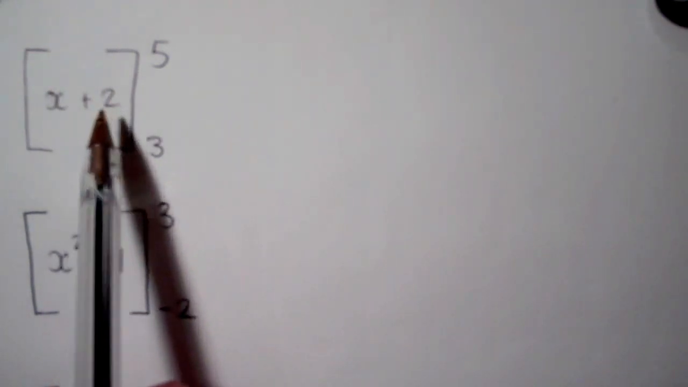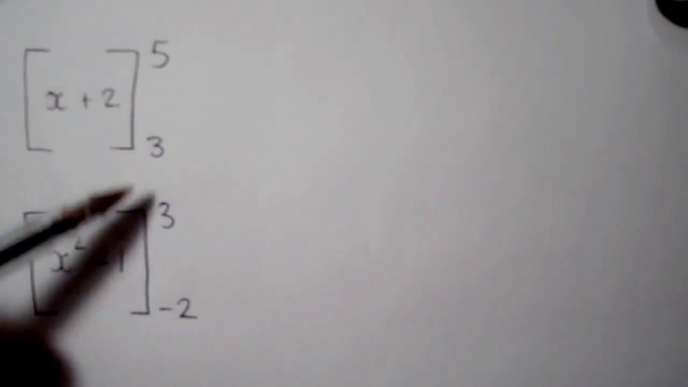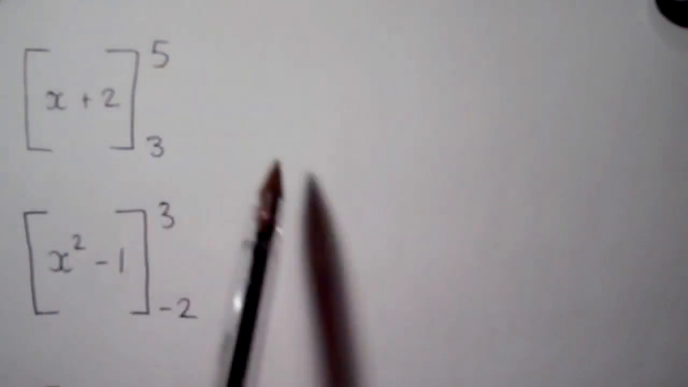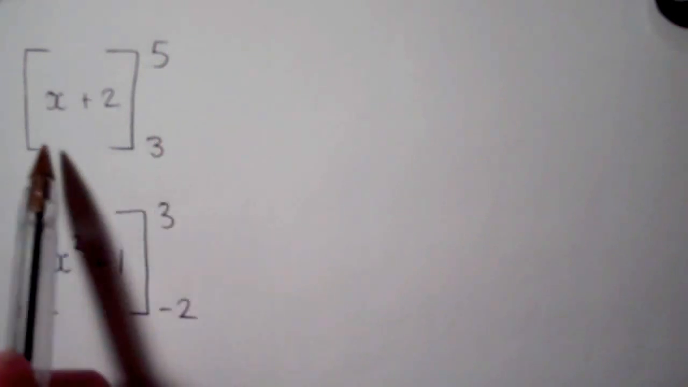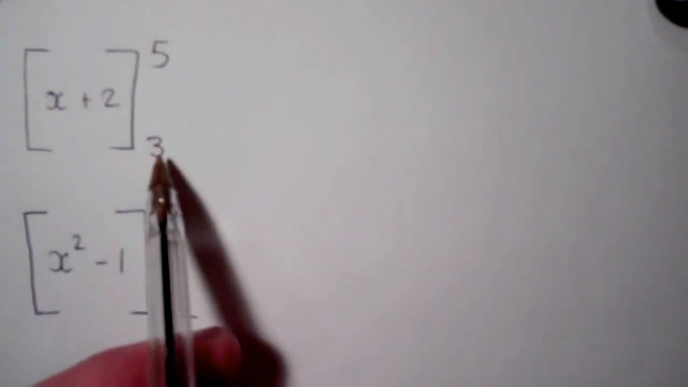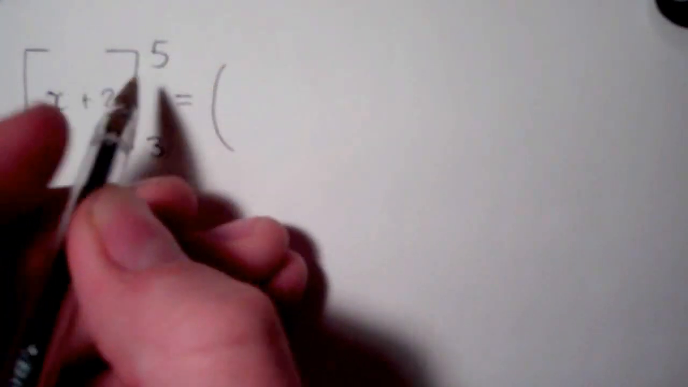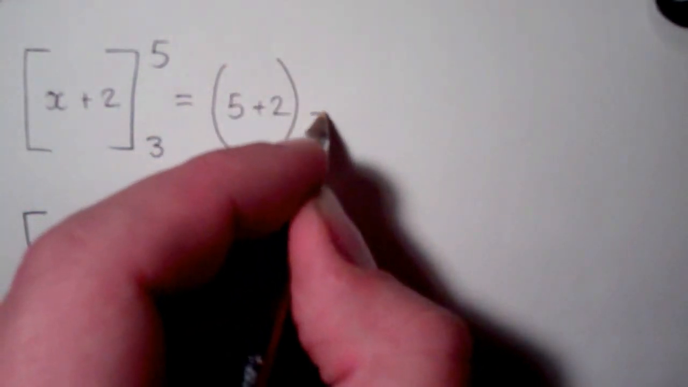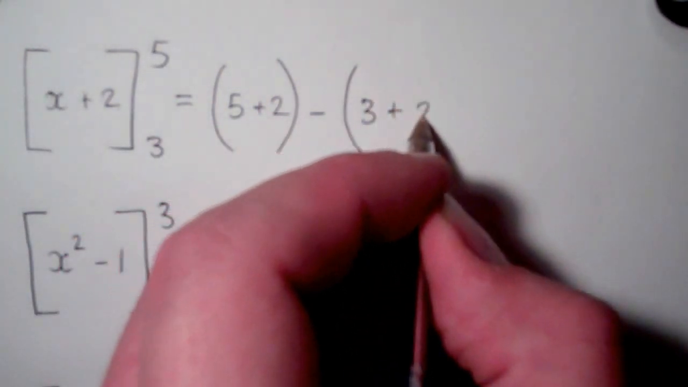Now what isn't good is that these have a 2 and a 1 in them, so that wouldn't actually happen in an integral, but that isn't the point. The point is that when you see something like this, you know what to do. So what do you do here? Well, you just take this number and put it in, and you take this number and put it in, and you subtract this one from this one. So this simply becomes 5 plus 2 minus, and then you've got 3, so it's 3 plus 2.